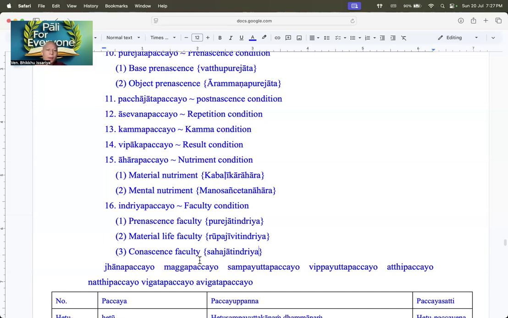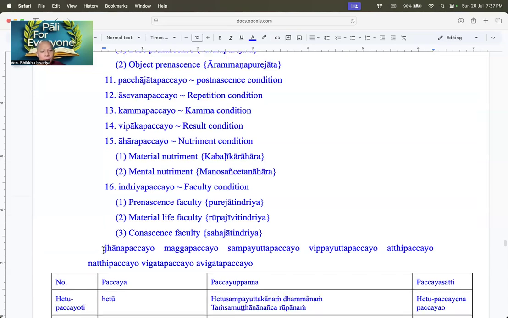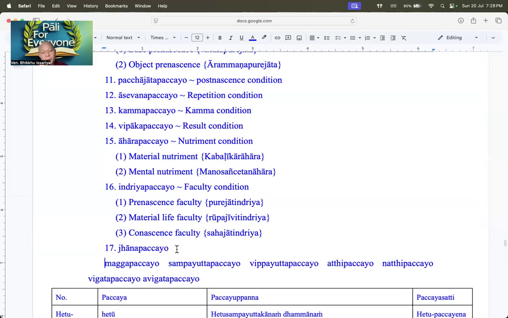Okay. And then now number 16, 17. So Jhānindriya. So that is the jhana factor. So that one is just jhana condition.